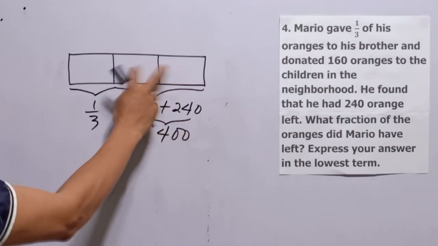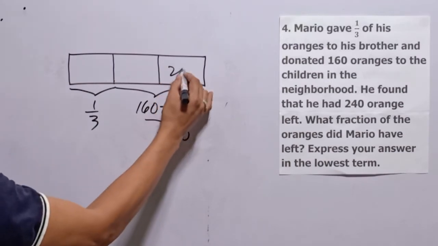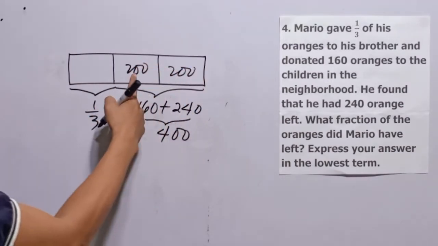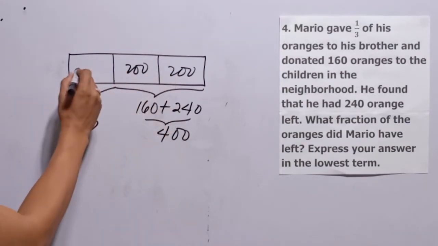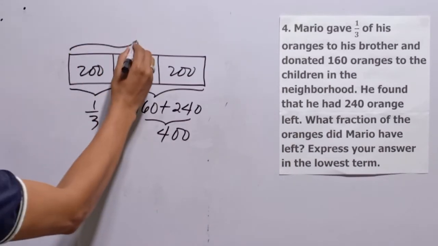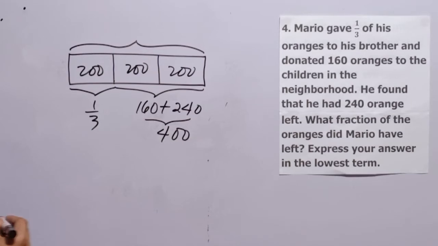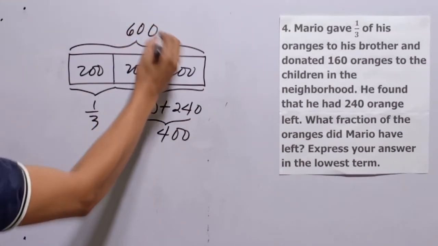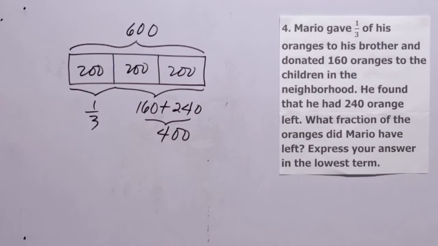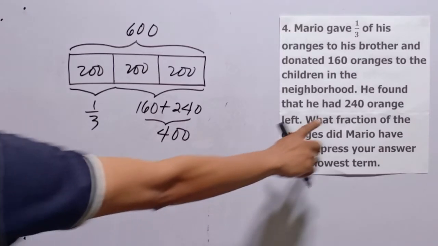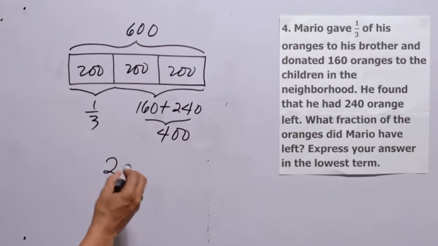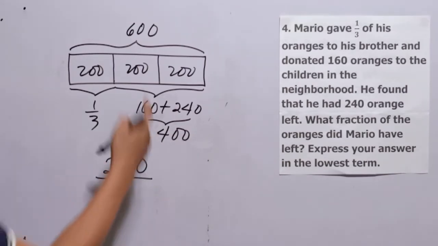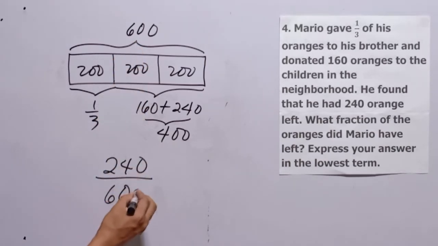Meaning 2 blocks here is 400. So obviously, 1 block is 200. If this is 200, this is also 200, meaning Mario had 600 oranges all in all. The question is, what fraction of the oranges did Mario have left? We know that there were 240 oranges left. If you express that in fraction, that's 240 left over the total number of oranges, which is 600.